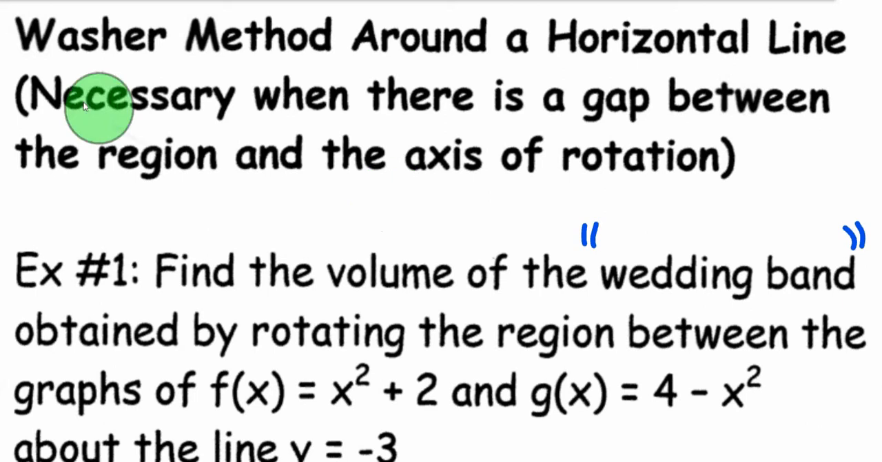Now we are going to investigate the washer method, which is different than the disk method, and I'm going to explain why. We're also going to be rotating about a horizontal line. In the future, we'll do a vertical line.